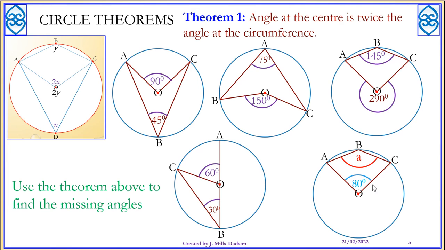To work this out, remember angle at the center around a point is equal to 360. So we need to compute that first. So that's 280. Therefore, we can now have 280 and A will be 140 degrees. So that's theorem 1.